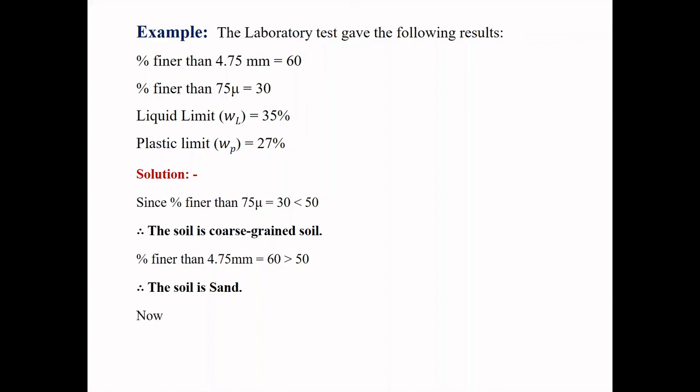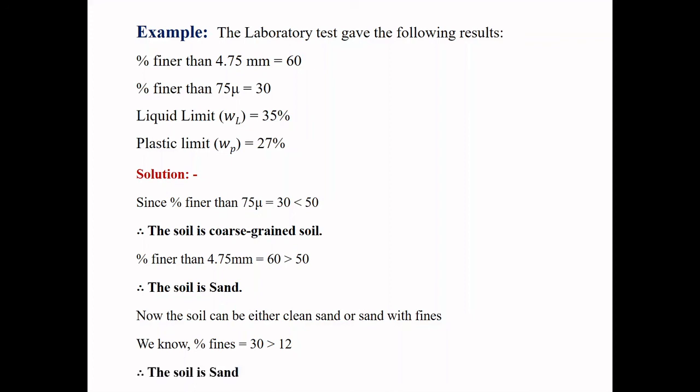Now, if the soil is sand, it can be a clean sand or it can be sand with fines. To identify this, we'll see the percentage of fines present in the soil particles. In this case, the percentage of fines is 30%, which is greater than 12%. So the sand contains an appreciable amount of fines. What fines are present in the sandy soil? It will be identified with the help of the plasticity chart.